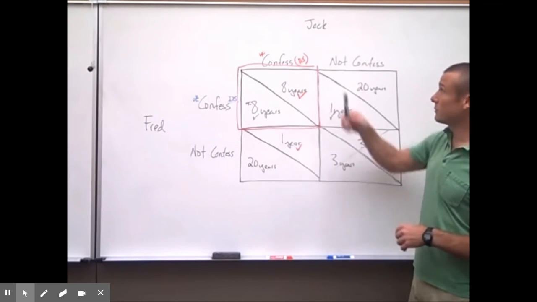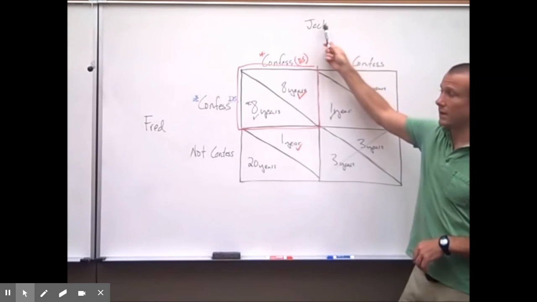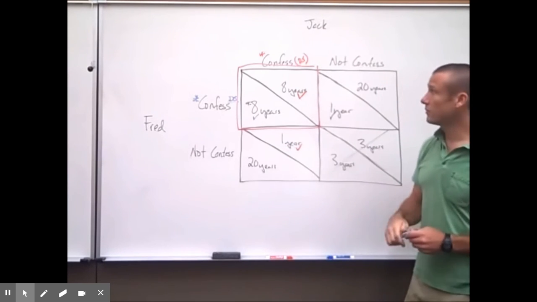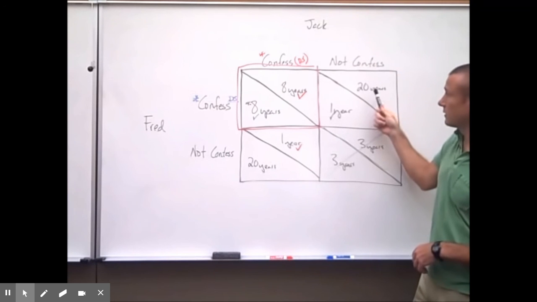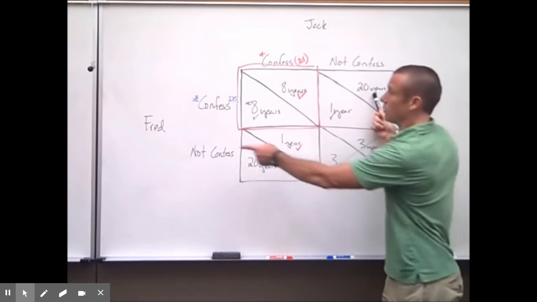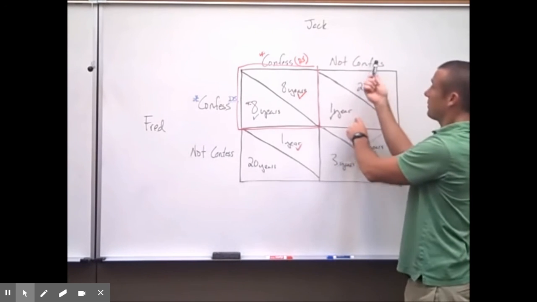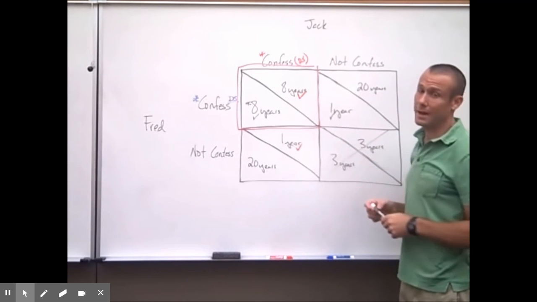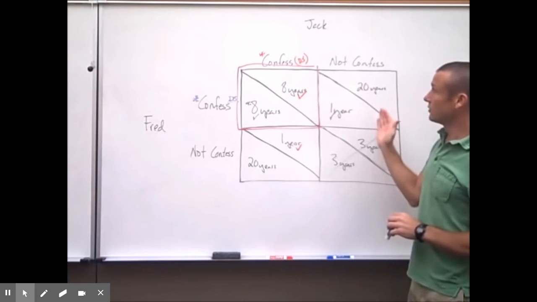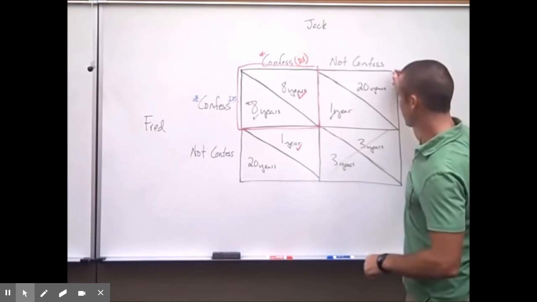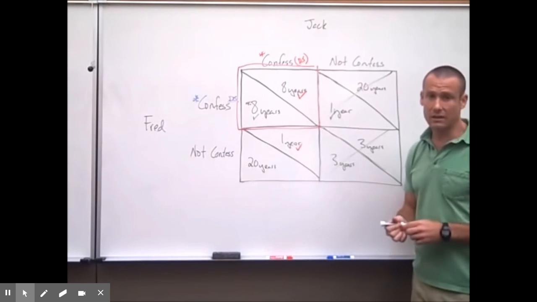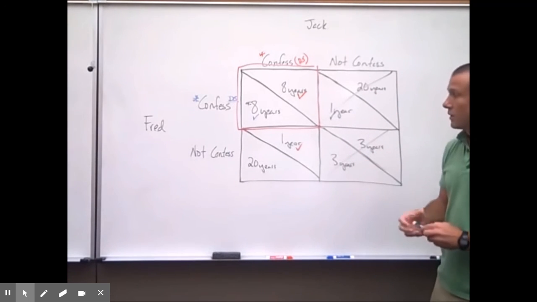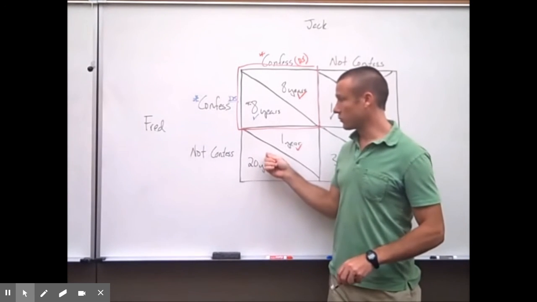We've got to say, is there any benefit for Jack to move away given the strategy Fred has played? Fred confesses, Jack's not confessing, he's getting 20 years. When Fred confesses, how about if Jack moved away, played a different strategy? Did he get a better result? Absolutely did get a better result. Jack should move away. This is also not a Nash equilibrium.